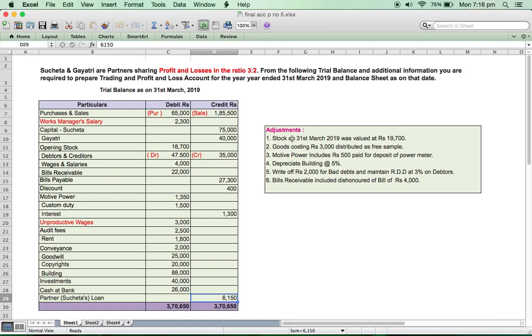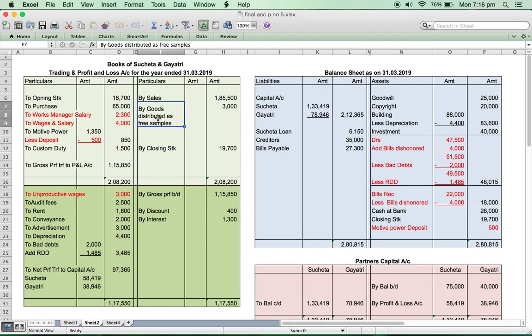First adjustment is closing stock. Closing stock, two effects are trading account credit side and balance sheet asset side. So this amount we are going to write directly in the outer column.